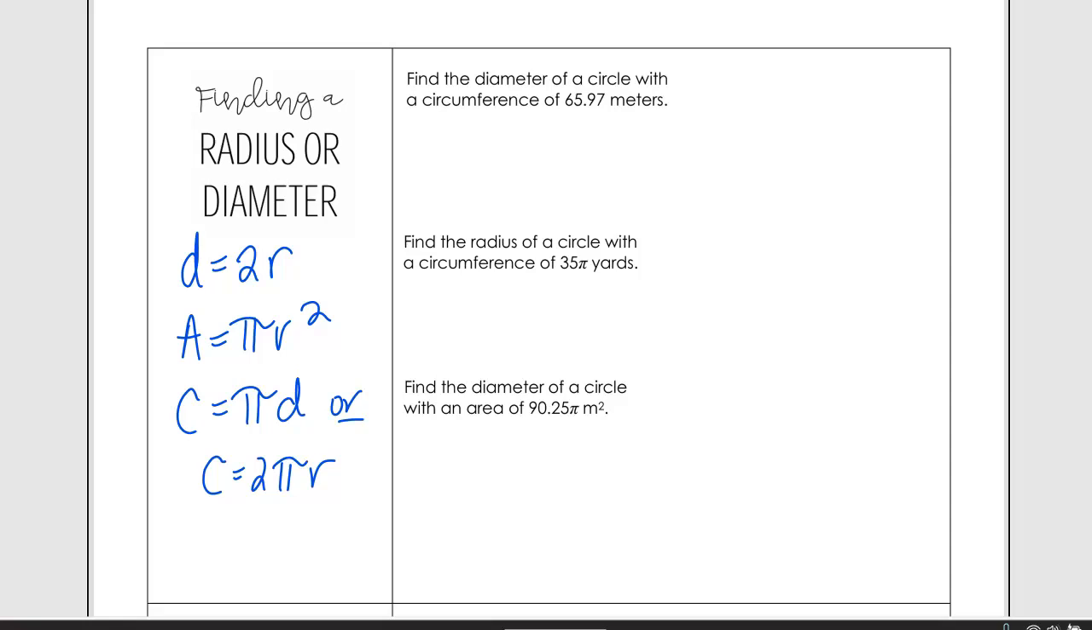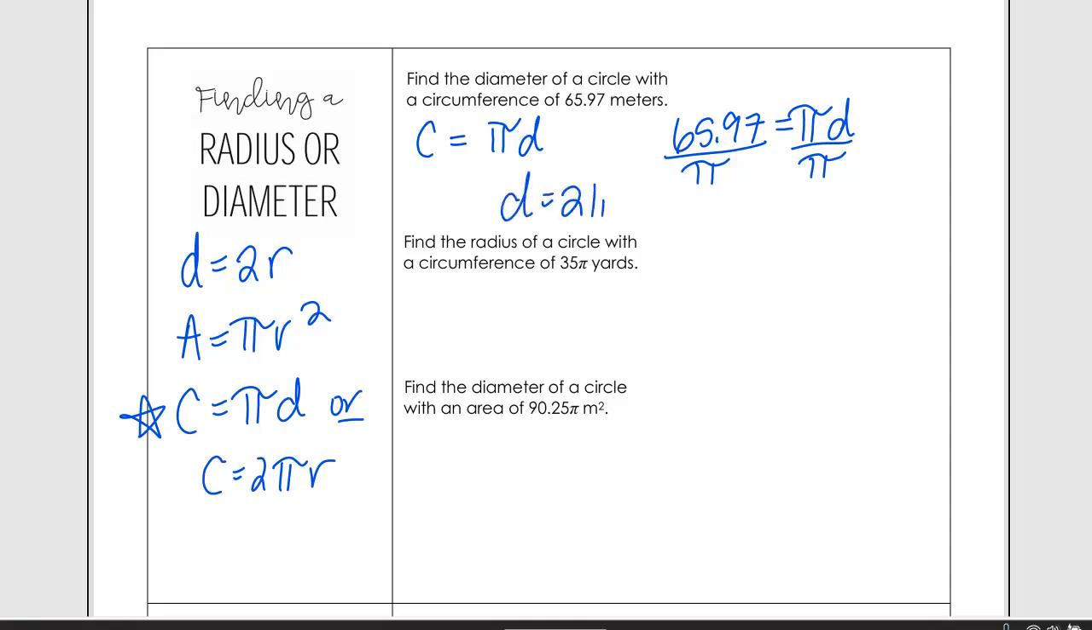So the first example says, find the diameter of a circle with a circumference of 65.97 meters. So we're going to use this formula right here: pi times the diameter. All right, so let's put in the information we know. We have 65.97 equals pi times the diameter. So we divide both sides by pi. Put that in our calculator, and we get the diameter equals 21 meters.